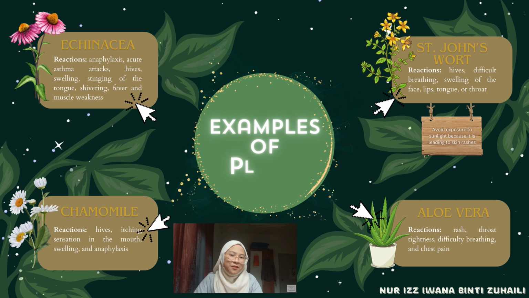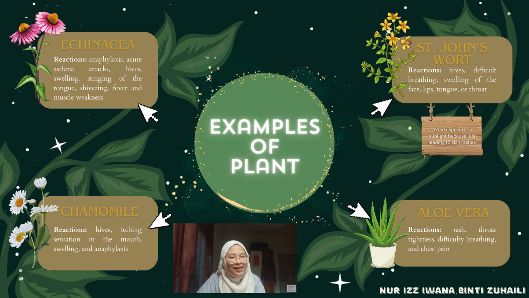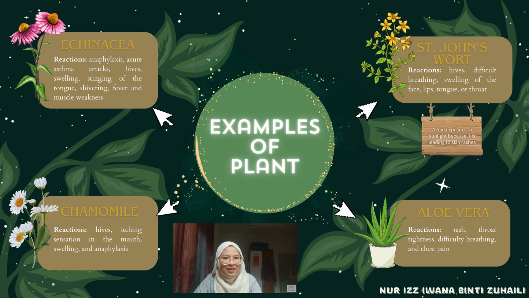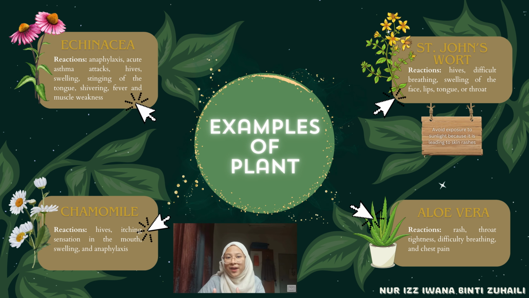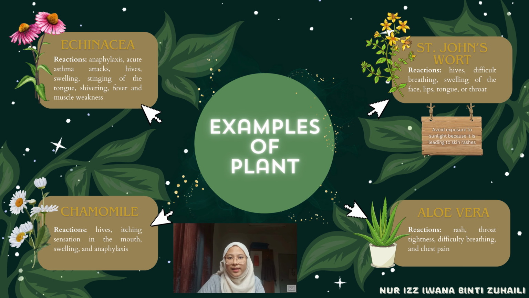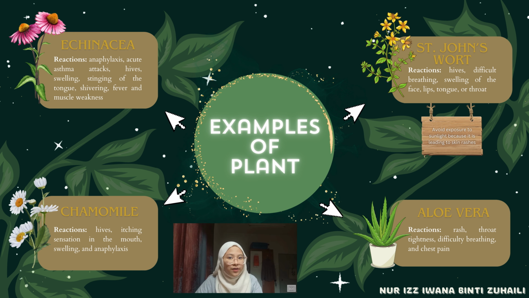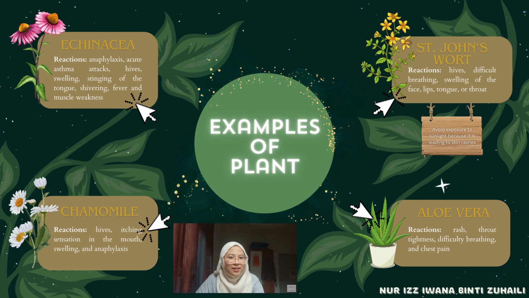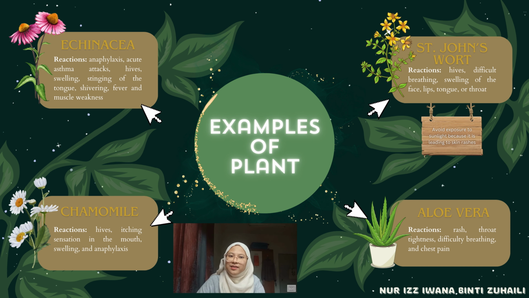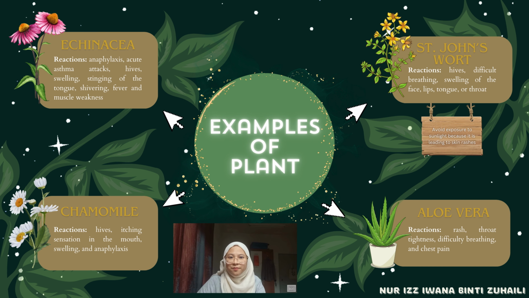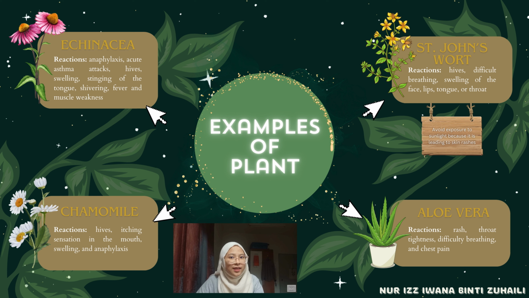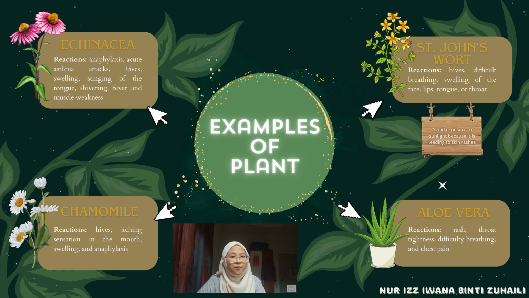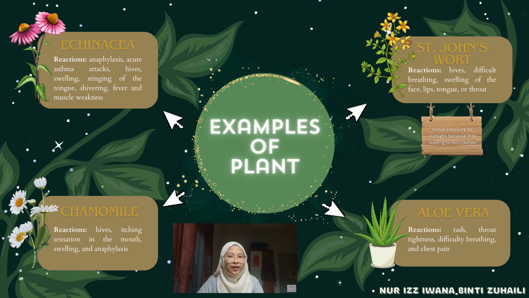Alright, so let me give you some examples of plants that cause allergic reactions. The first one is echinacea, and the reactions are anaphylaxis, acute asthma attacks, hives, swelling, stinging of the tongue, shivering, fever, and muscle weakness. The second one is St. John's wort. The reactions are hives, difficulty breathing, and swelling of the face, lips, tongue, or throat. Please avoid exposure to sunlight because it leads to skin rash.